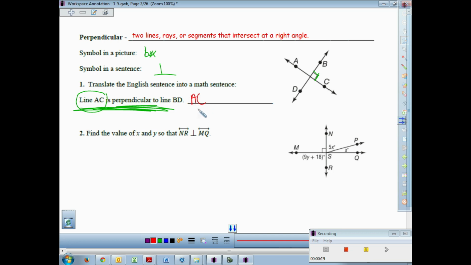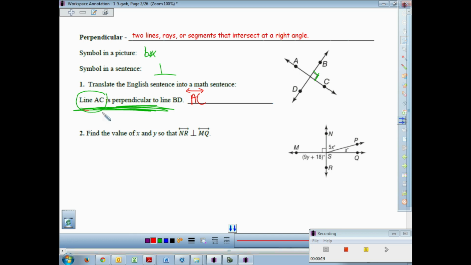What does that say? Distance from A to C. Is that what we wanted to say? What does that say? Segment AC. What's that say? So that's how you translate line AC into math.